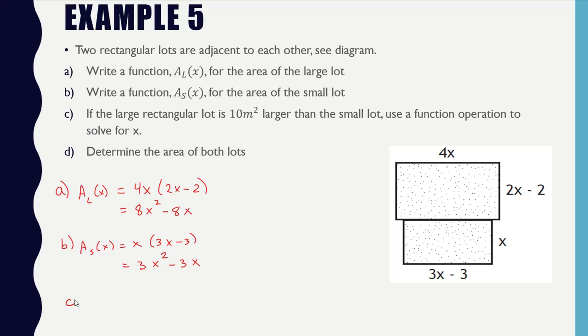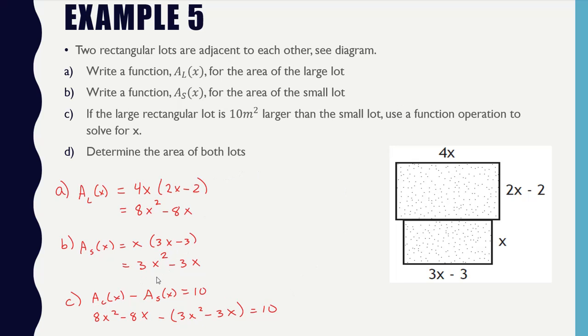C. If the large rectangular lot is 10 meters larger than the small lot, use a function operation to solve for x. Meaning, if I take my large lot and subtract my smaller lot, then I should have 10 meters squared left over. Now we can substitute our equations into there. So we have 8x squared minus 8x minus, and that should be in brackets now, 3x squared minus 3x, and that's all going to equal 10.